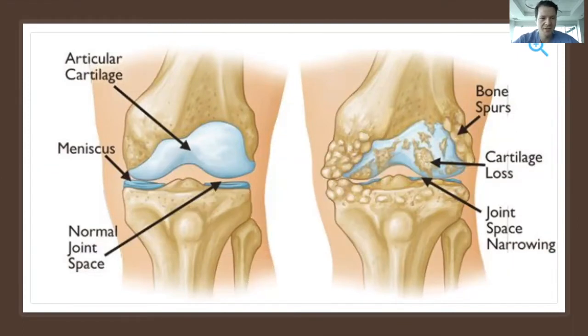So on the left here, you're seeing a normal knee. You're looking straight on at someone, and the knee is basically a hinge joint. The knee is where the femur, the thigh bone, and the tibia, the shin bone, come together and create a joint.